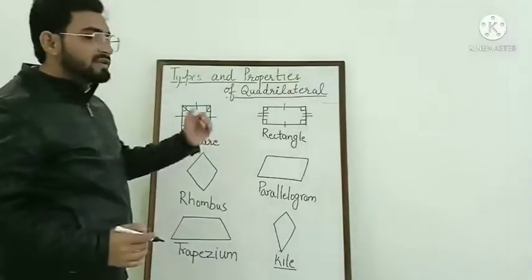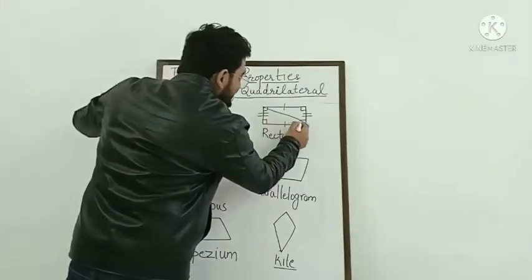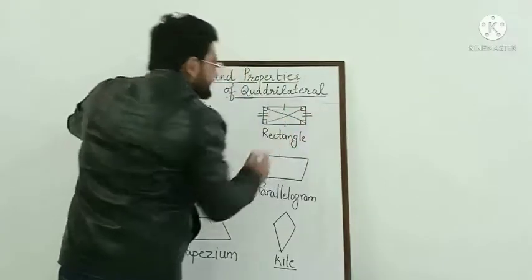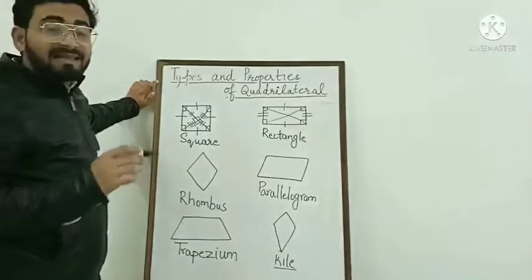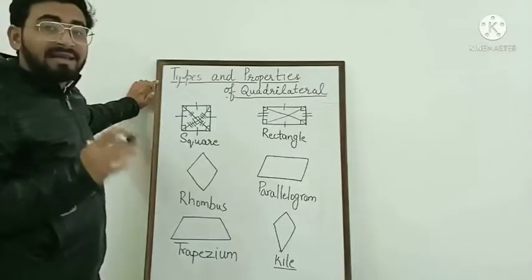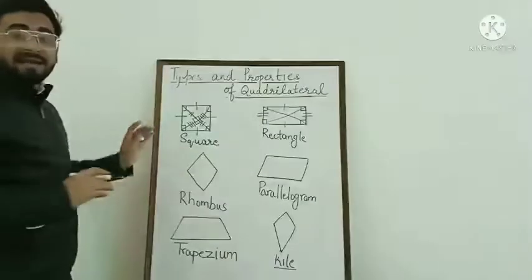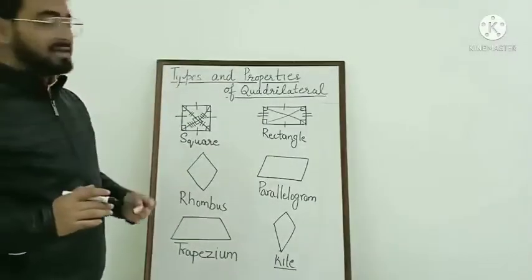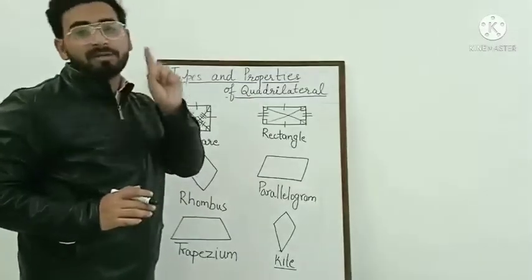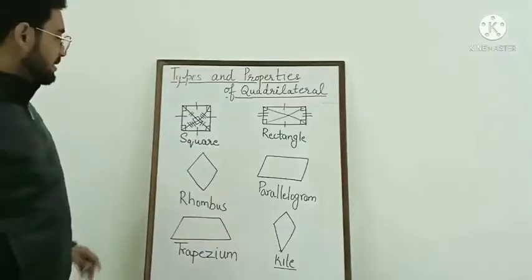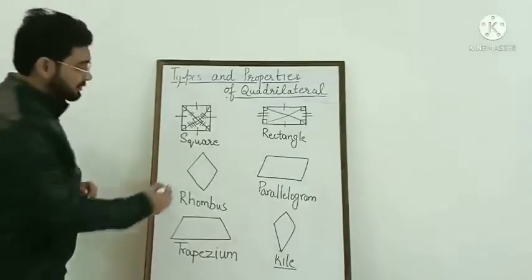Now if we talk about the diagonals of a rectangle, the diagonals are also equal and they bisect each other but not perpendicularly. In a square, diagonals bisect each other perpendicularly, but in a rectangle, diagonals bisect each other but not perpendicularly. Understood?